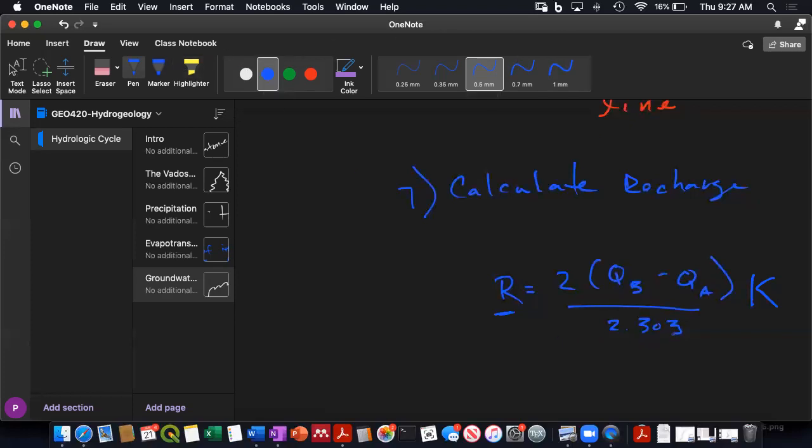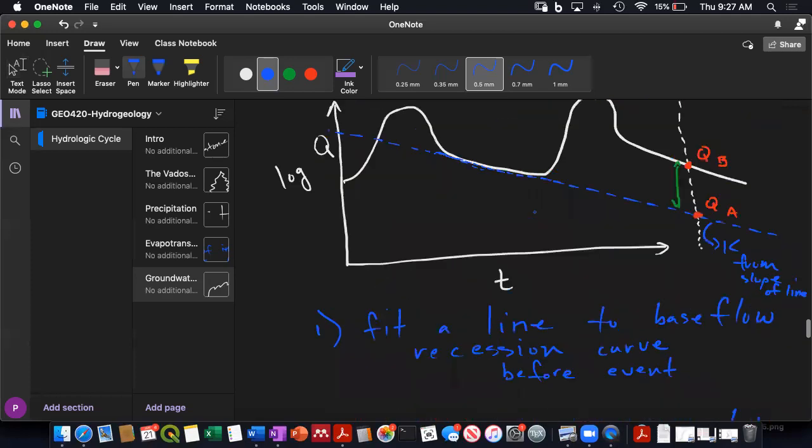You don't necessarily have to have the .303 here, but I'll clean that up. So that's it. That's the basis of the recession curve method.